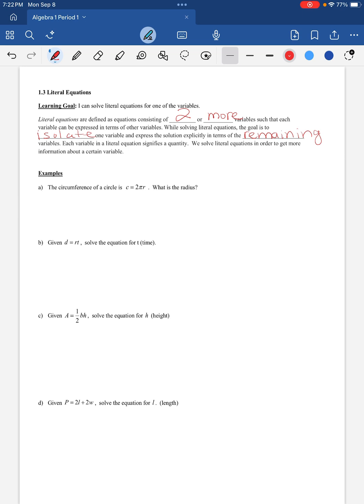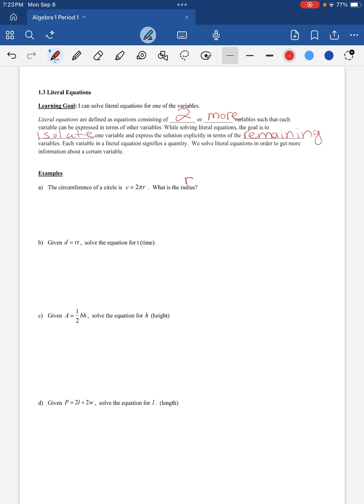So for example A, it tells us the circumference of a circle is C equals 2 pi r. And it says, what is the radius? So first of all, the radius is r in this equation. And what we're doing here is we're trying to isolate r. So when it says, what is the radius? It means that's the variable we're trying to solve for. We're trying to isolate it or get it alone.